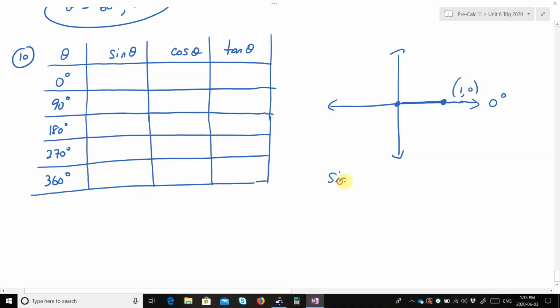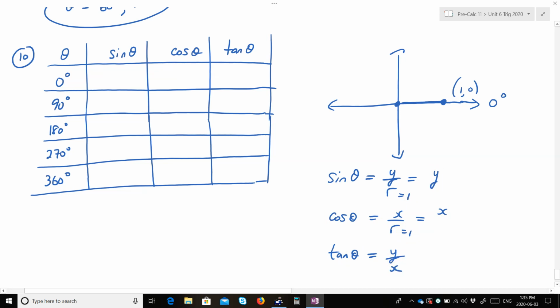Sine theta is, by definition, y over r, and if r is equal to 1, then sine theta is just the y-coordinate. Cos theta is x over r, and if r is equal to 1, then we would just get x. And tan theta is, by definition, y over x.